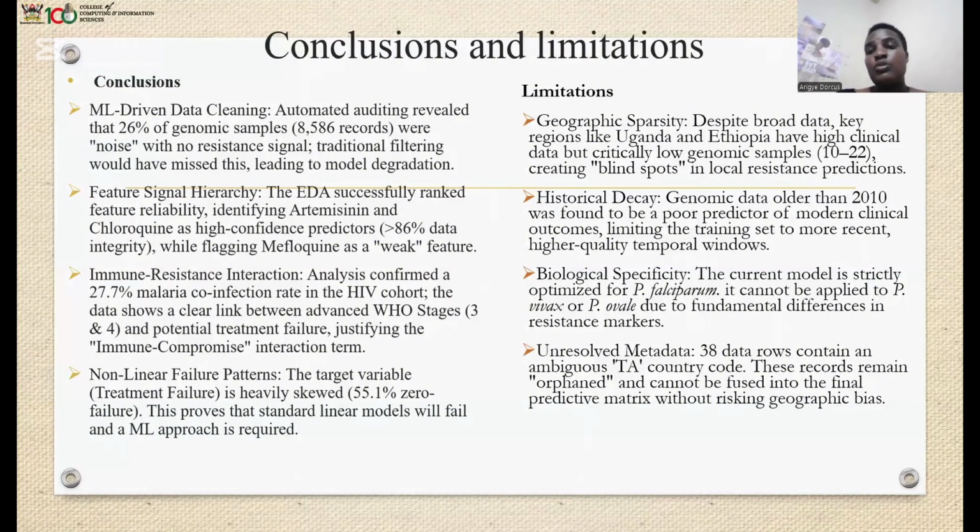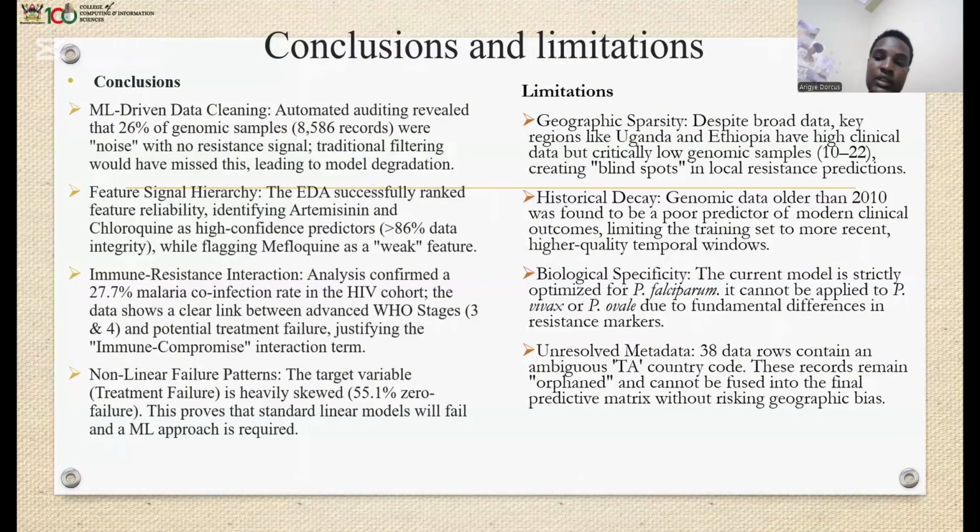That said, we do have some important limitations to acknowledge. We have geographic blind spots, regions in Uganda that have plenty of clinical data but very few genomic samples. Also, any genomic data older than 2010 is outdated and had to be excluded. Our model is also specific to P. falciparum, so it won't apply to other malaria species. And finally, 8 records with an ambiguous country code remain unresolved, which introduces some geographic uncertainty.